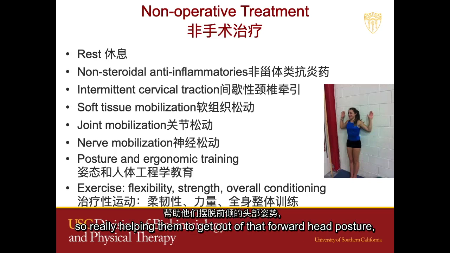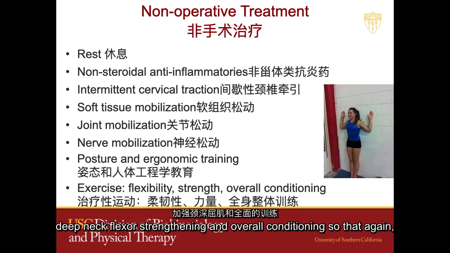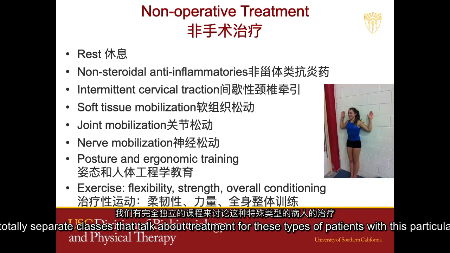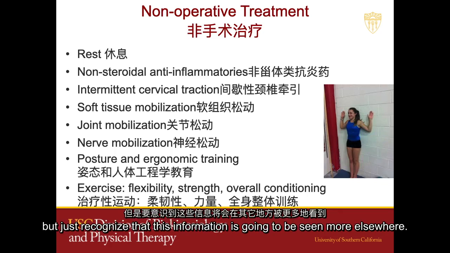that forward head posture, and then other exercises to improve soft tissue flexibility, so stretching, deep neck flexor strengthening, and overall conditioning. So that, again, we have totally separate classes that talk about treatment for these types of patients with this particular pattern. So we can do a little bit more in lab, but just recognize that this information is going to be seen more elsewhere.